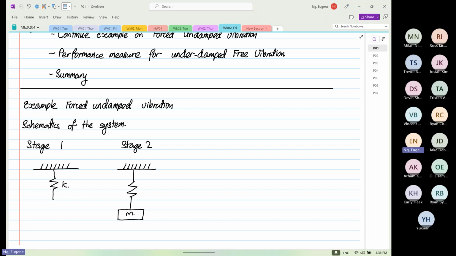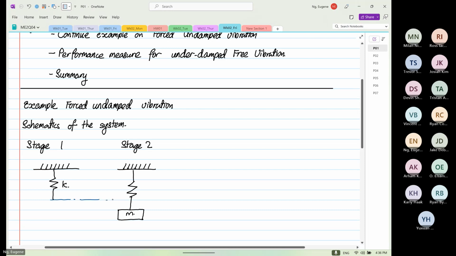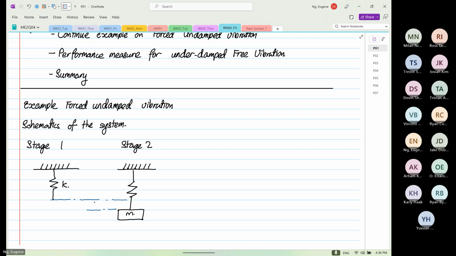Now the deflection we have over here, right? This deflection you see over here, I'm going to call it delta. So that deflection, which is delta, is known as static deflection. Okay.